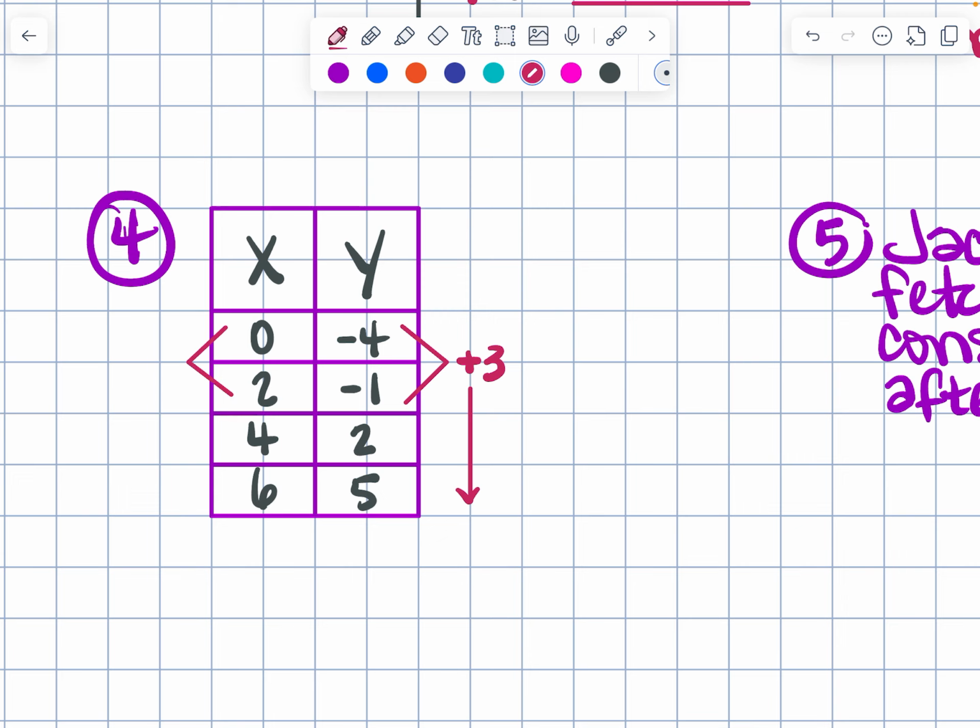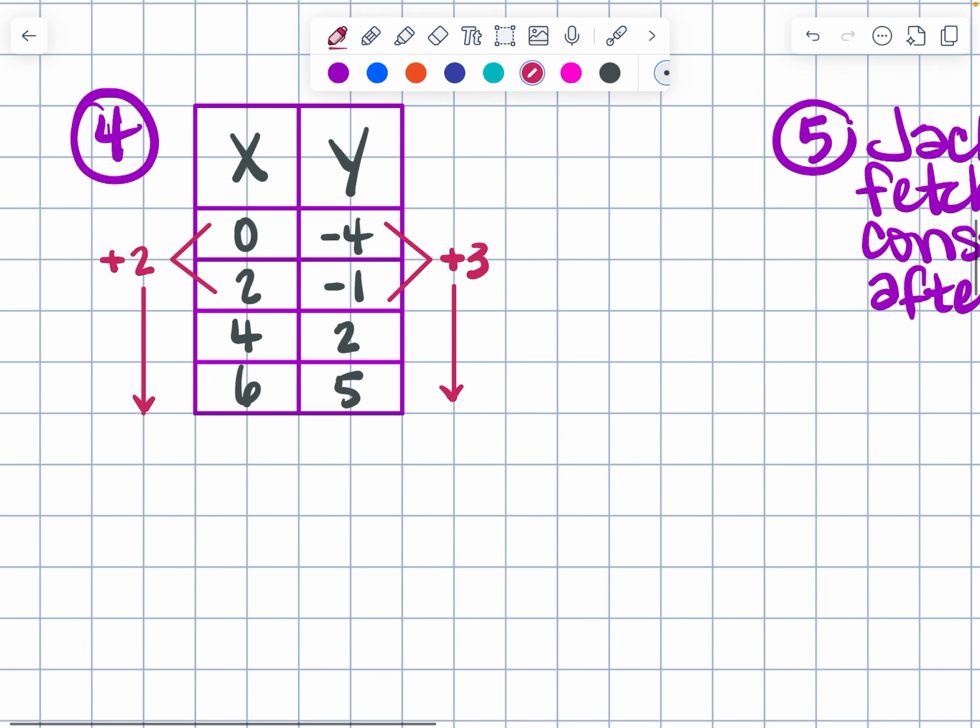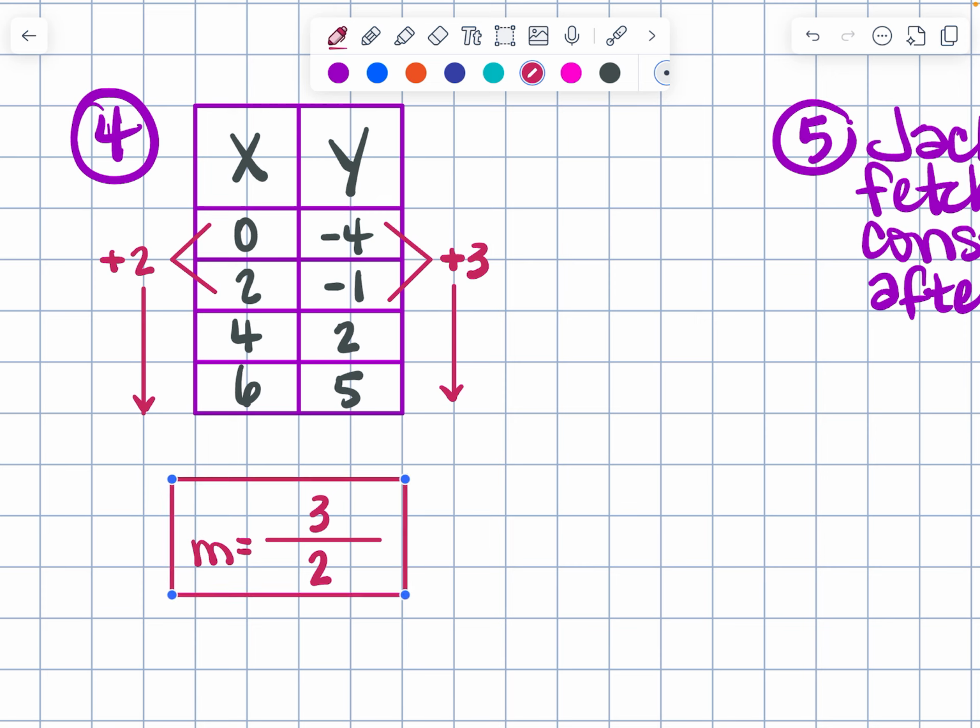And then for my x's, from 0 to 2, we added 2. And notice that's also staying consistent all the way down, which means our slope, being the change in y, which is adding 3, and the change in x's, which is adding 2, makes our slope 3/2. Change in y's over change in x's.